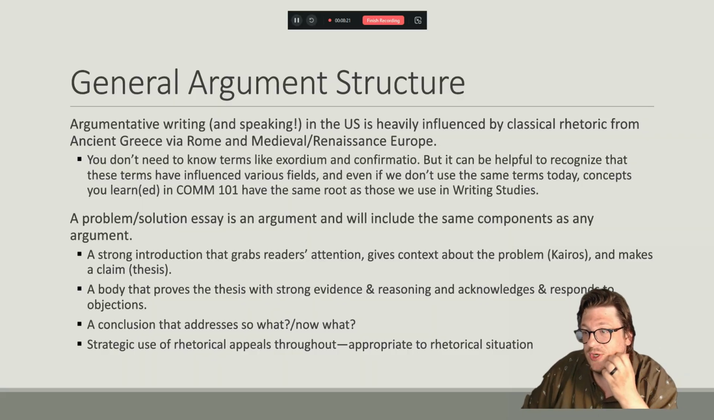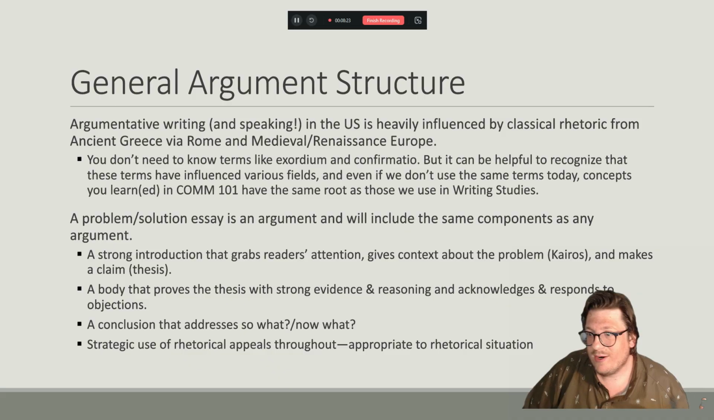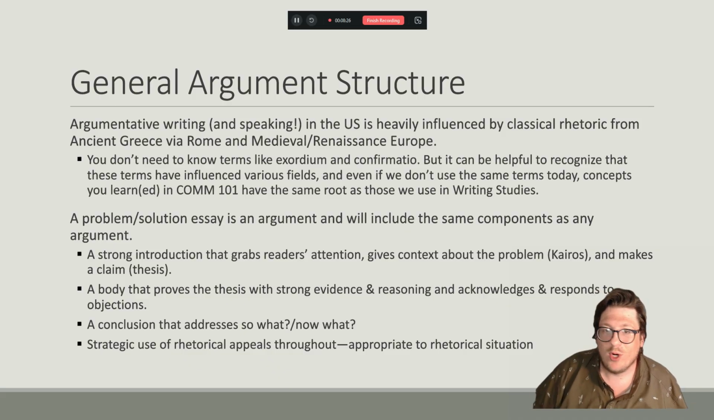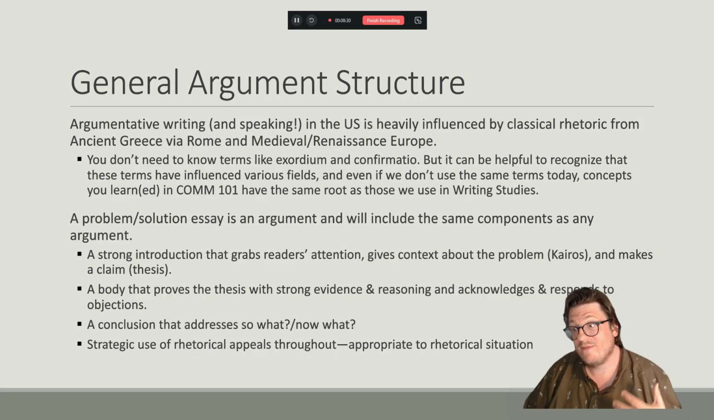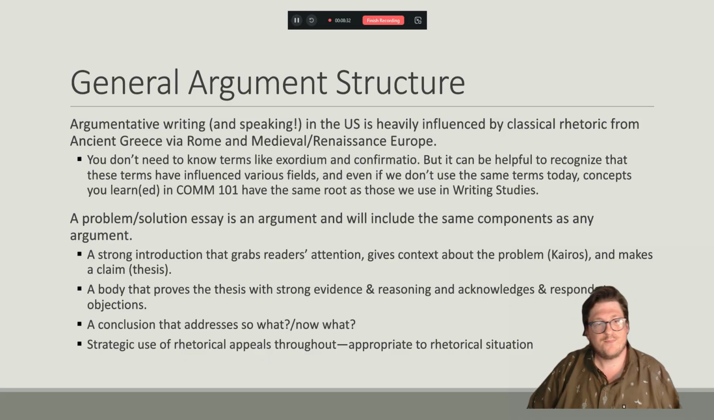How do we use those terms today? What are the concepts you learned in a Comm 101 class that have the same root in classical rhetoric that we have here in writing studies?